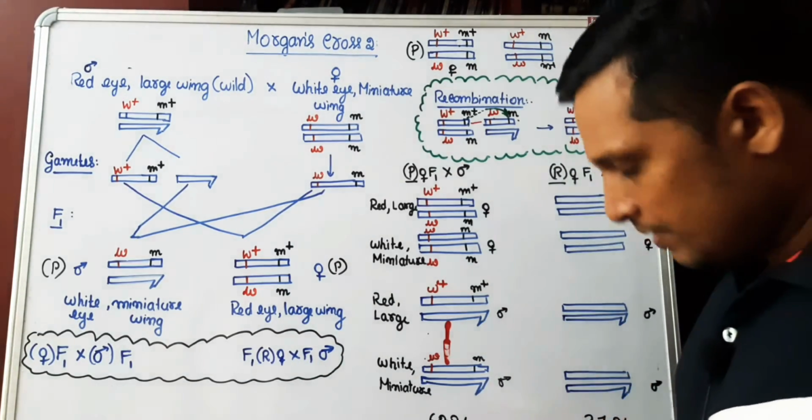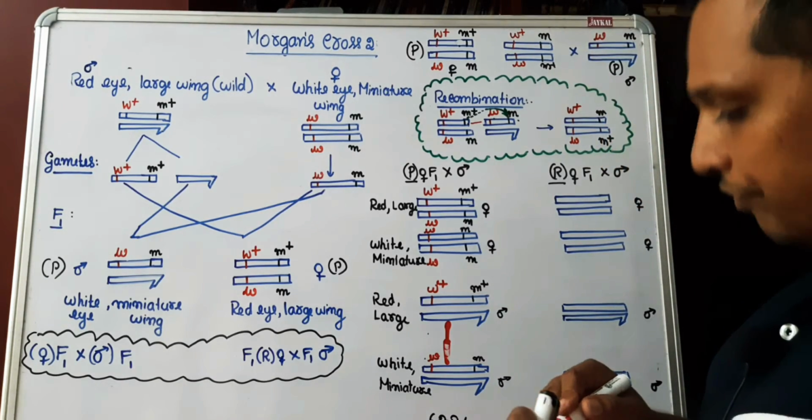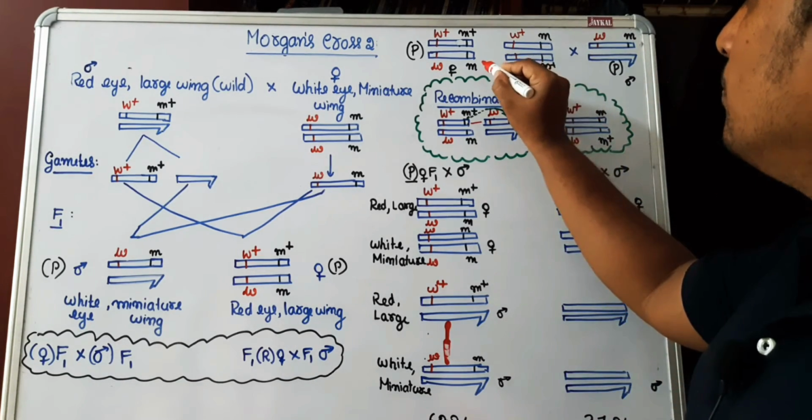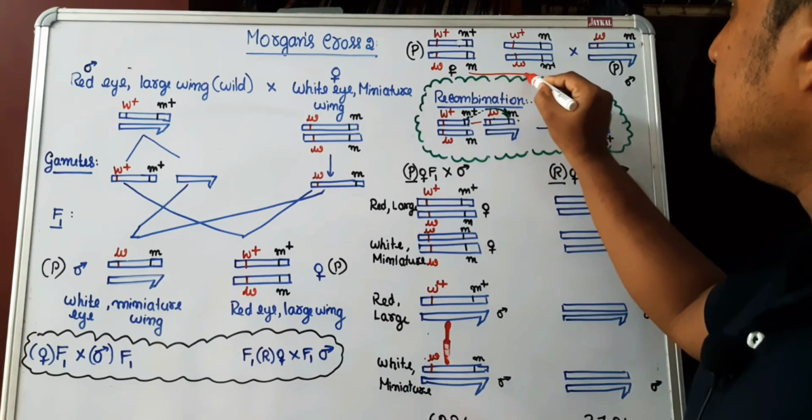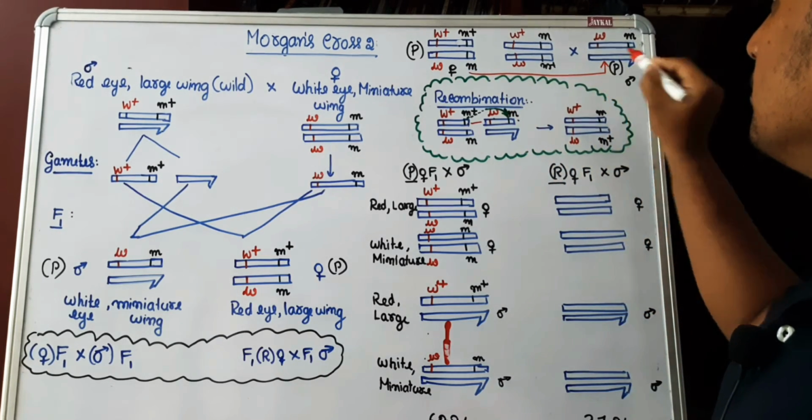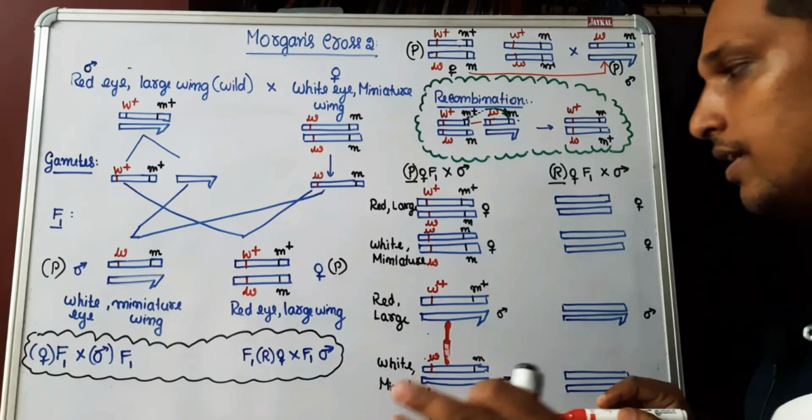I hope it is clear. Now let's go into the cross. In the first cross, we'll have to mate the F1 parental female with the male. Male is only one, but there are two females.